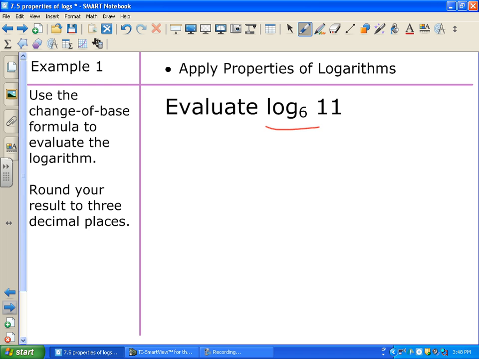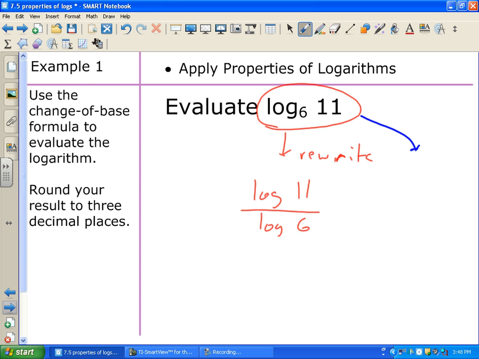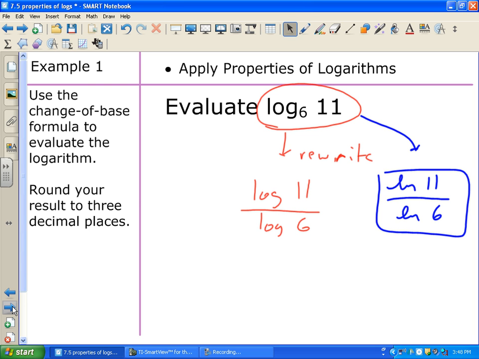That's the thing I just told you about. And I'll rewrite it into the log of 11 divided by the log of 6. I could also rewrite it if I wanted to. This is an either-or situation. I could rewrite it as the natural log of 11 over the natural log of 6. At that point, I can crunch either of these in my calculator.